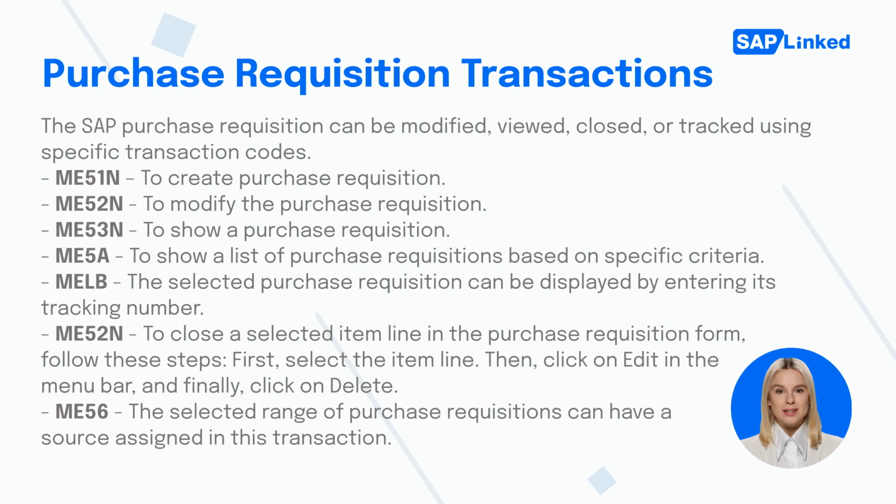ME52N to close a selected item line in the purchase requisition form, follow these steps. First, select the item line. Then, click on Edit in the menu bar, and finally, click on Delete. ME56. The selected range of purchase requisitions can have a source assigned in this transaction. Let's proceed to the purchase requisition creation in the next slide.